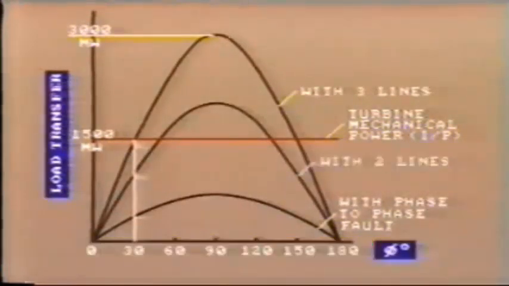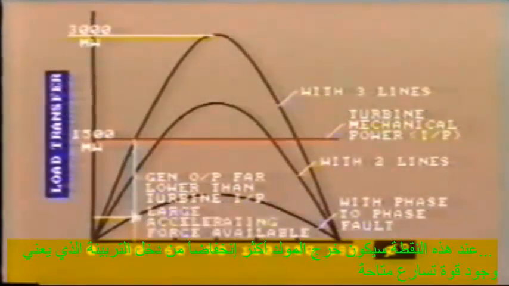They are: 1, the initial condition with 3 lines in service; 2, the condition with the phase-to-phase fault on; and 3, the condition with only 2 lines in service after the faulty line has tripped. At the moment the fault occurs, the power output falls drastically to this point on the fault curve. At this point, the generator output is far lower than the turbine input, so that there is a large amount of accelerating force available.